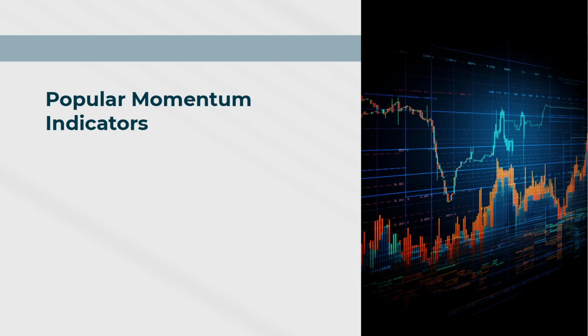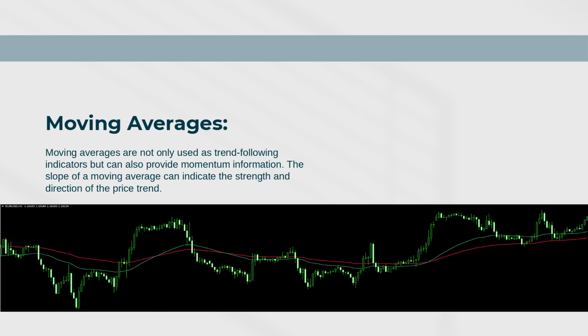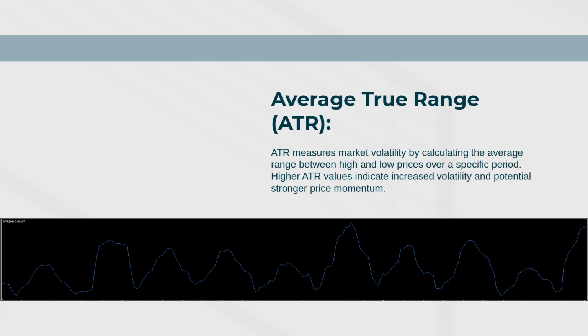Popular momentum indicators. Moving averages. Moving averages are not only used as trend-following indicators but can also provide momentum information. The slope of a moving average can indicate the strength and direction of the price trend. Average True Range, ATR. ATR measures market volatility by calculating the average range between high and low prices over a specific period. Higher ATR values indicate increased volatility and potential stronger price momentum.